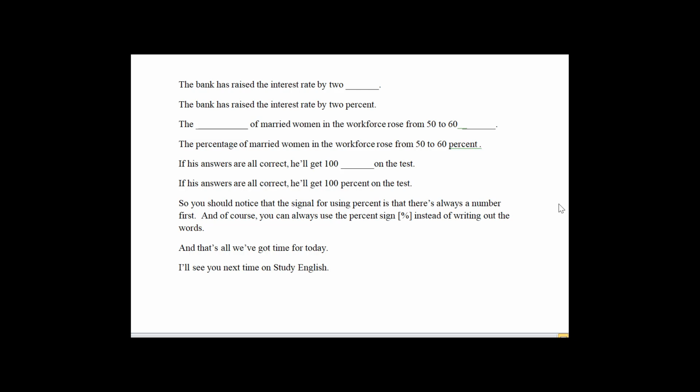The of married women in the workforce rose from 50 to 60. The percentage of married women in the workforce rose from 50 to 60%. If his answers are all correct, he'll get 100 on the test. If his answers are all correct, he'll get 100% on the test. So you should note that the signal for using percent is that there's always a number first. And of course, you can always use the percent sign instead of writing out the words.